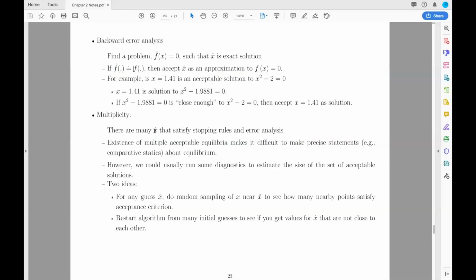So what you often want to do is some testing. Now, I don't know of any papers that do this, but you want to do some testing of what is a set of solutions, or a set of functions, or a set of x's that qualifies as a solution given your stopping rule. And this becomes particularly important in general equilibrium, where you have a finite number of prices.